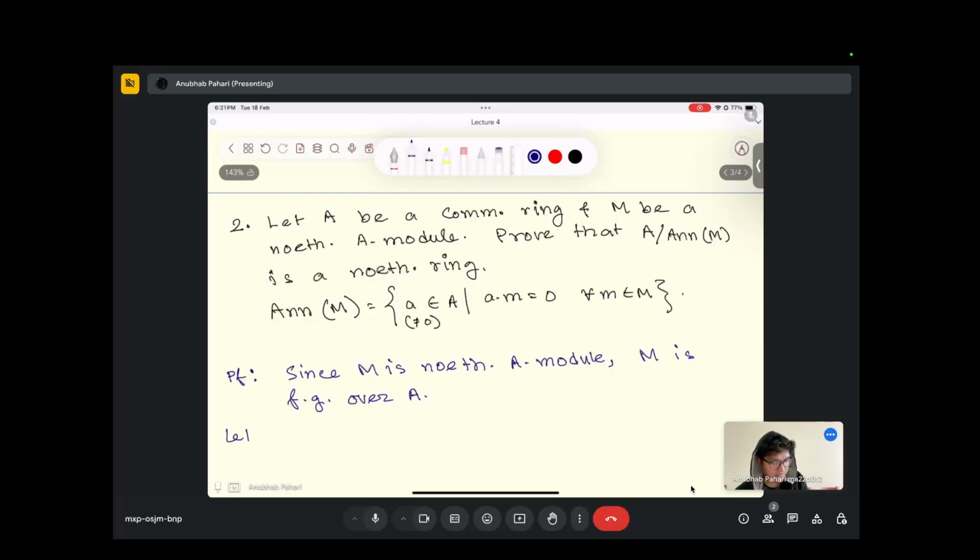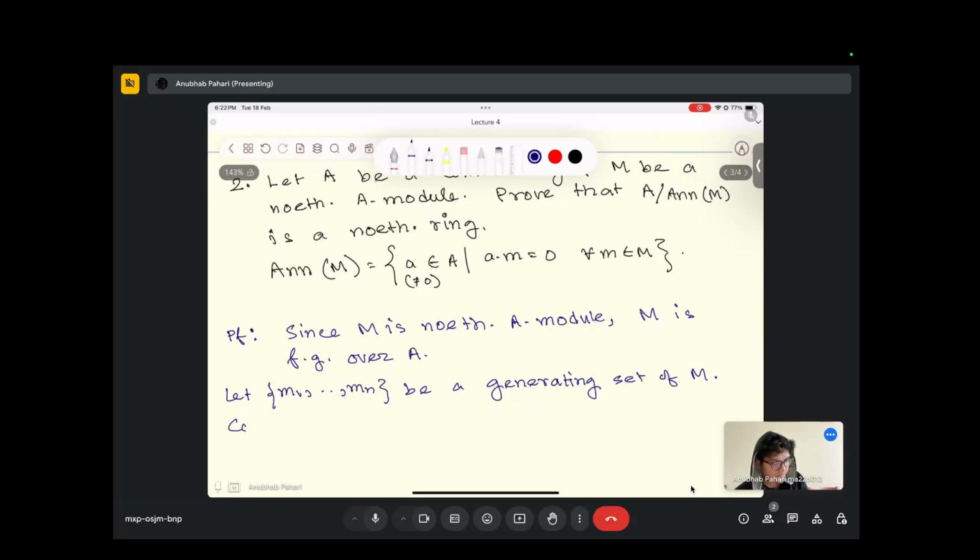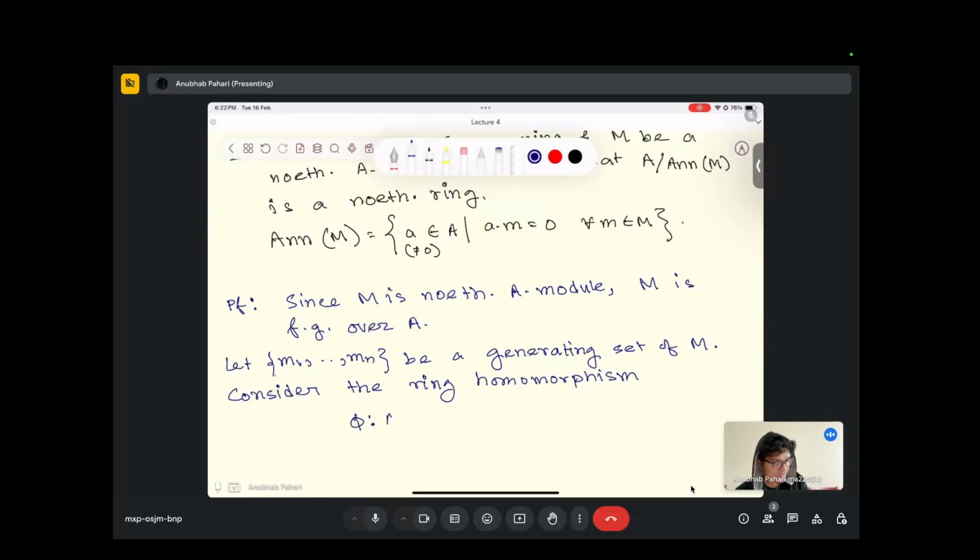Now let m1 to mn be a generating set of M. Consider the ring homomorphism phi from A to M^n.